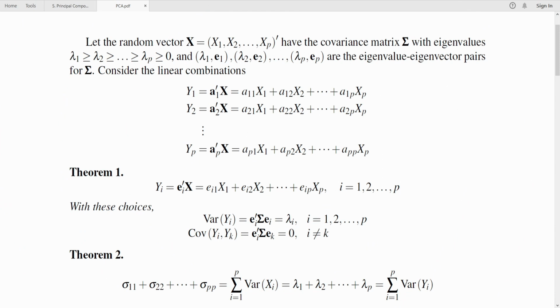Hello, today we will talk about principal components analysis, or PCA for short. I'd like to start with a quote from the suggested literature that says the following.